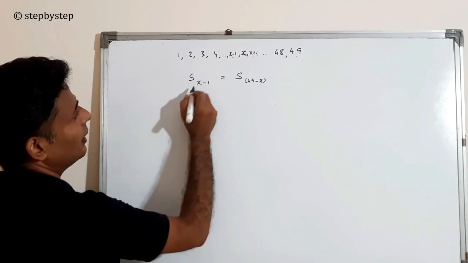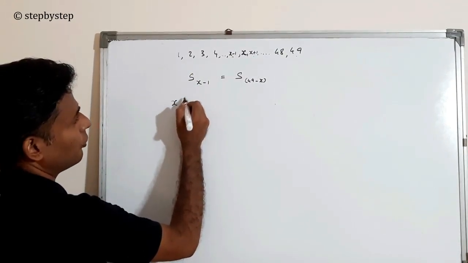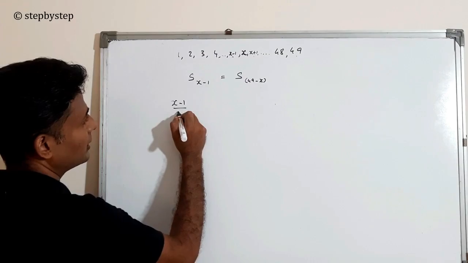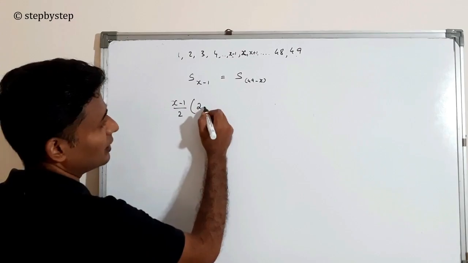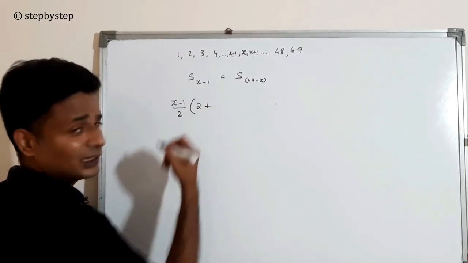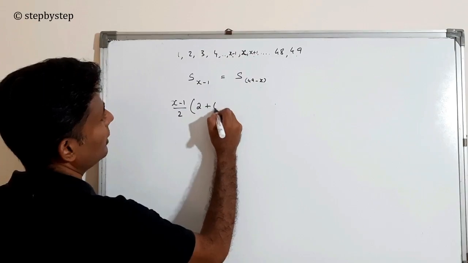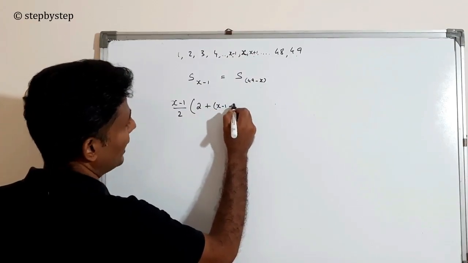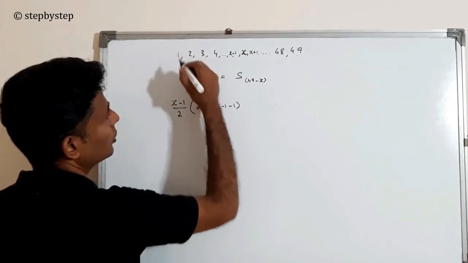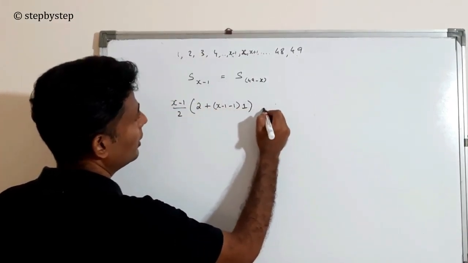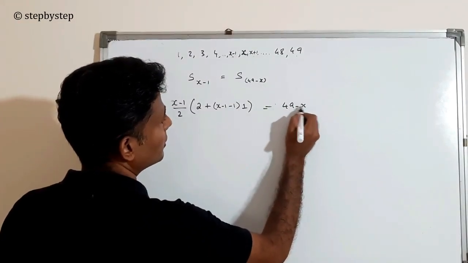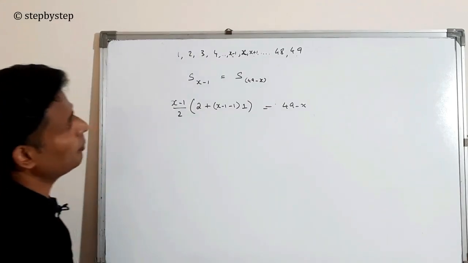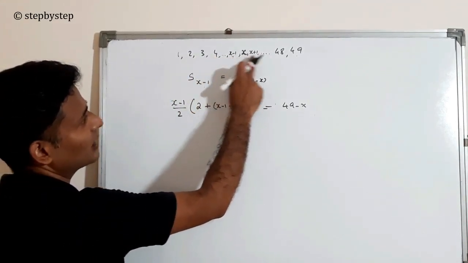So we'll find this n is x, so S of n is n by 2, that is x minus 1 by 2 into 2a, that is 2 into a, for this a is 1, so 2 into 1 is 2, plus n minus 1, that is x minus 1 minus 1 into d, so d is also 1. This should be equal to n by 2, that is 49 minus x. Oh, actually we can do it in a simpler way. We know the first term and we know the last term for both.